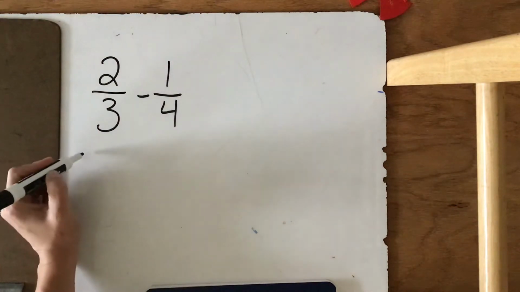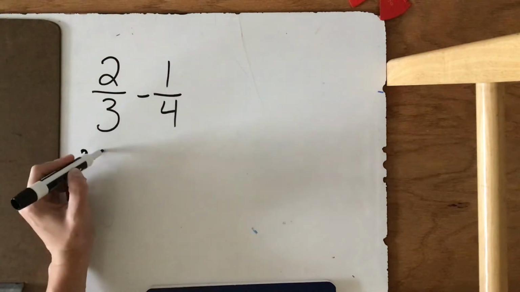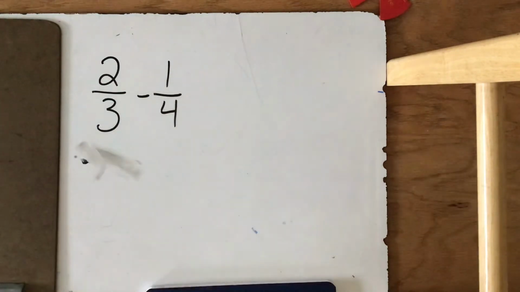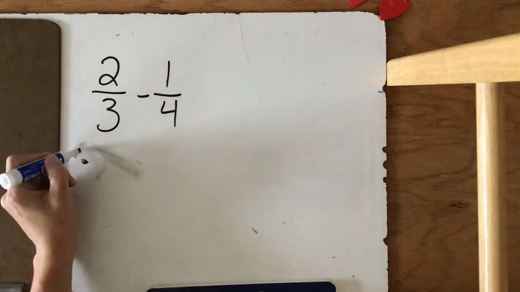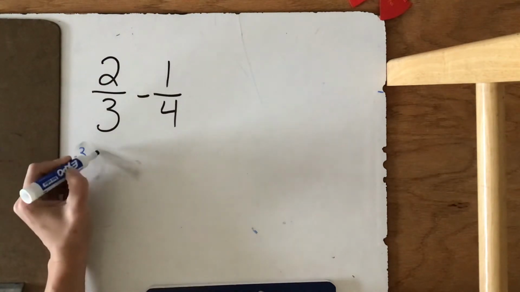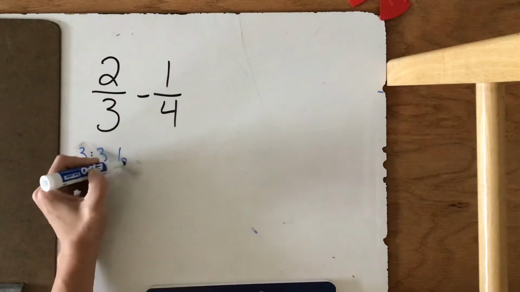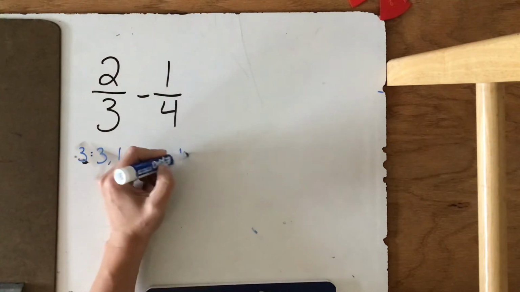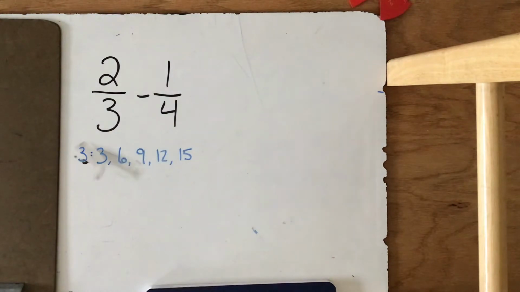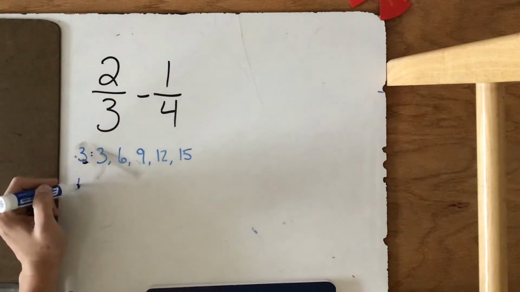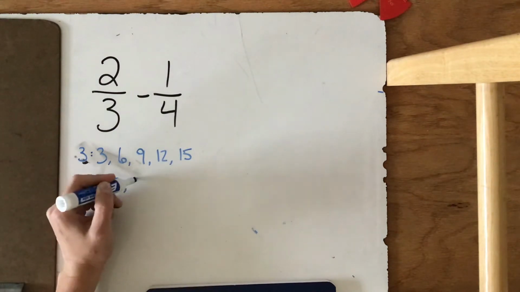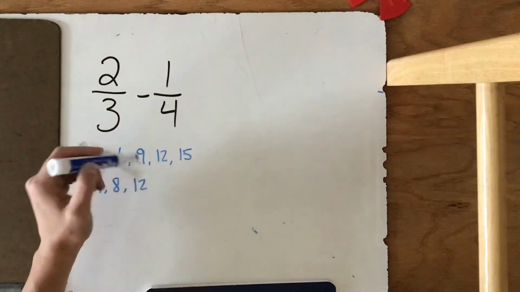multiples. So multiples of 3 would be 3. I'm going to use a blue one just so it sticks out. 3, 6, 9, 12, 15. Let's stop there and see if we can find a common multiple of 4. Let's do 4s. 4, 8, 12. Oh, there it is.